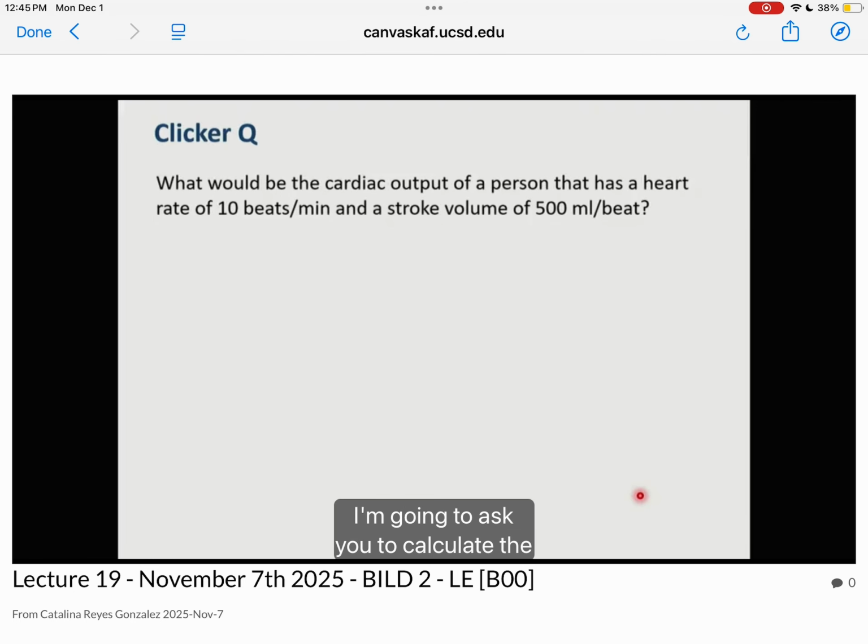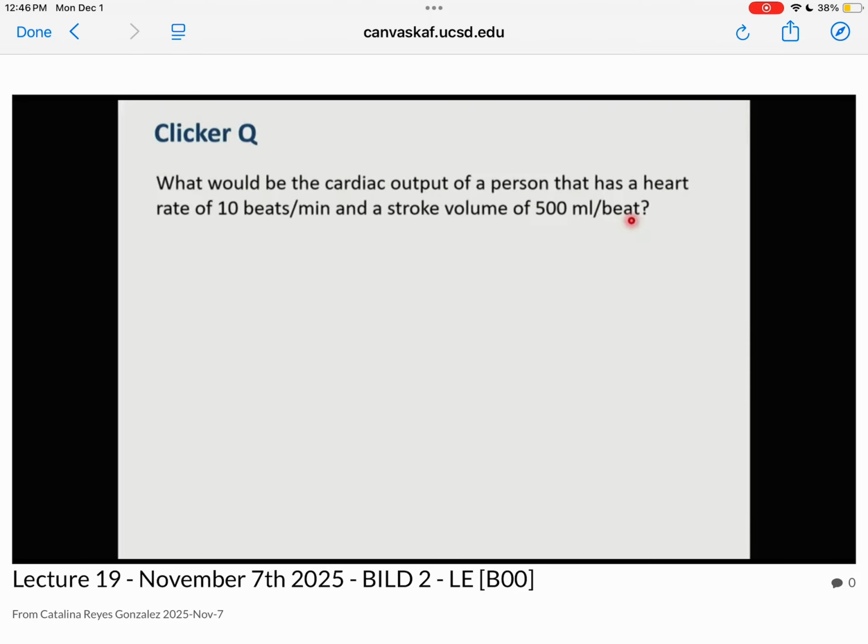All right. I'm going to ask you to calculate the cardiac output of a person that has a heart rate of 10 beats per minute and a stroke volume of 500 mils per beat. And I want to point out, it's not just 500 mils. It's 500 mils per beat per cardiac cycle. Because right now you can have 500 mils per beat being your stroke volume. But if you have to run for your life because this catches fire, that's going to go up to 600 mils per beat. So in your next cardiac cycle, you're going to pump more blood.